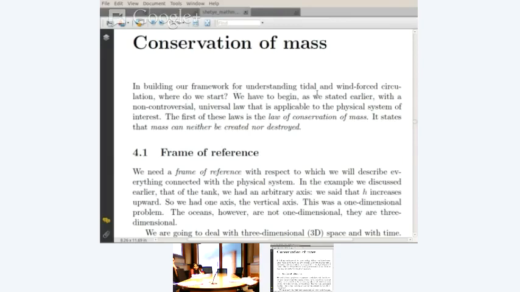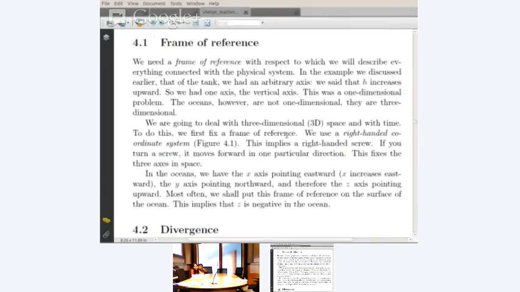So in building a framework for understanding wind-forced circulation, we're not going to be dealing with tides. Where do we start? We have to begin, as we stated earlier, with a non-controversial universal law that is applicable to the physical system of interest. And the first one is the conservation of mass. It states that mass can neither be created nor destroyed. So we're going to accept that unless somebody has any objection to it.